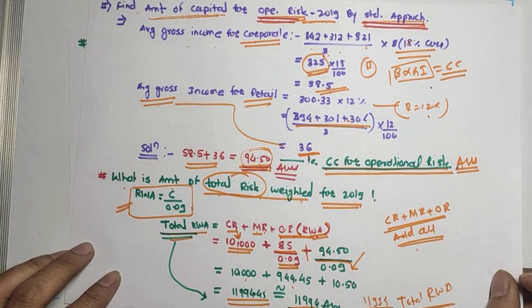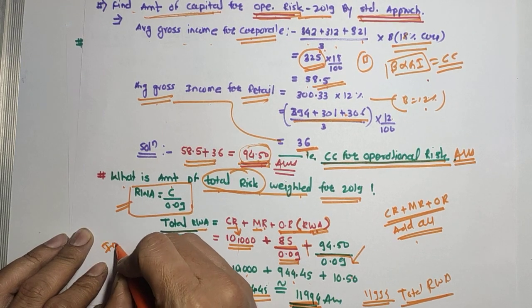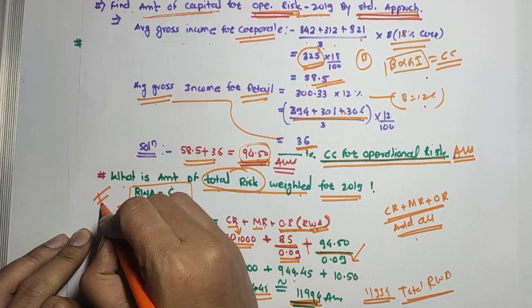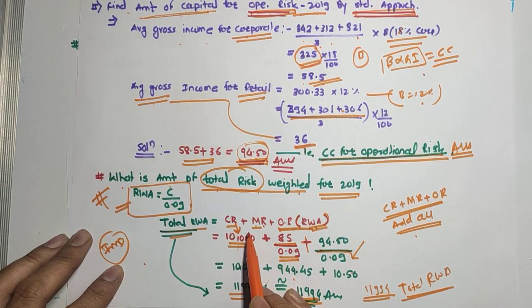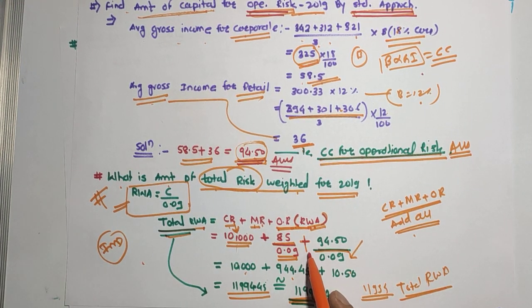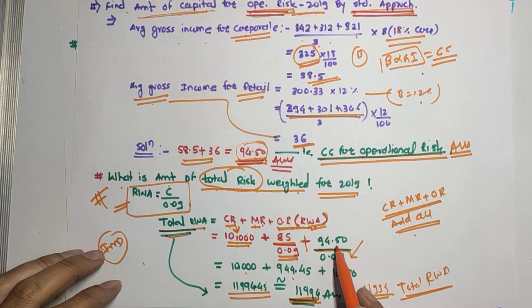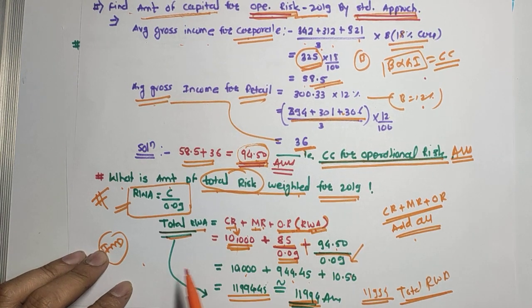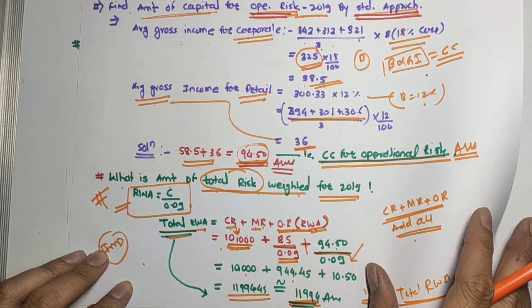Okay friends, I think this numerical is very important, because here you have to calculate total RWA and there are three types of different methods you have to use. That is, two formulas and one is directly given. So this is a good example.